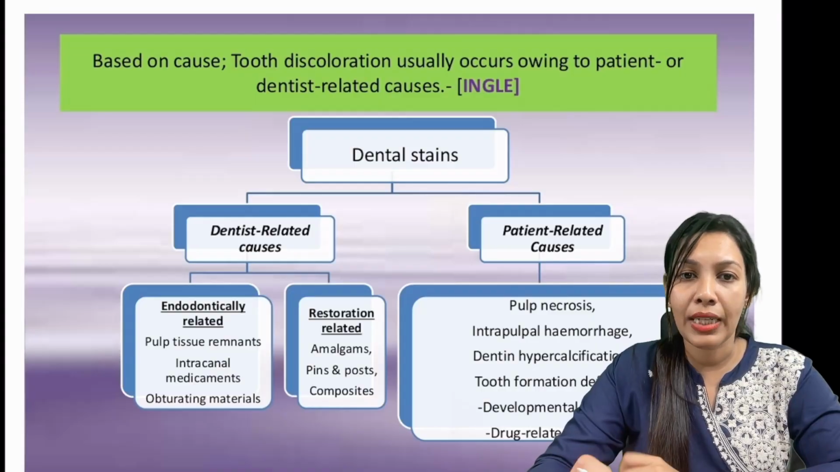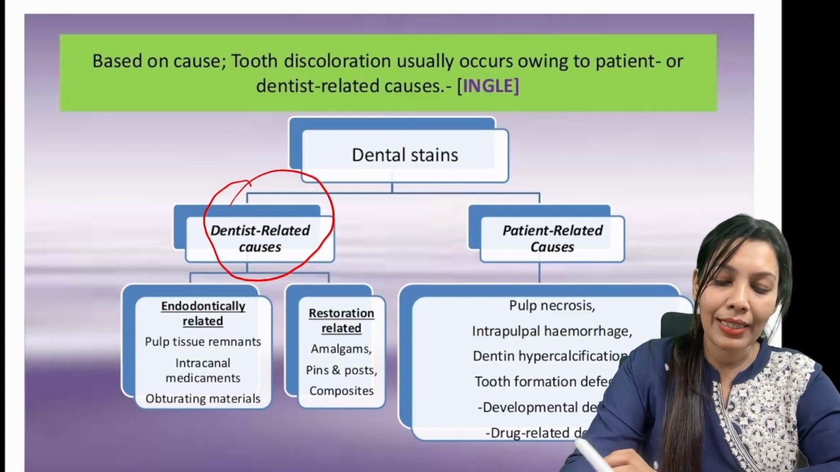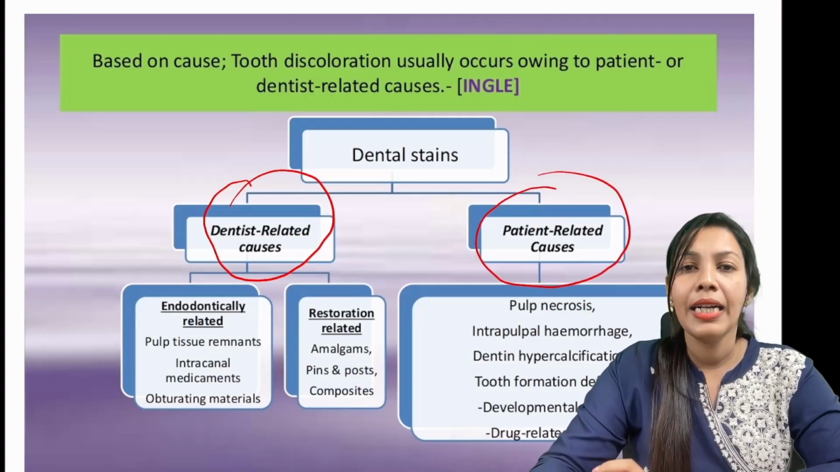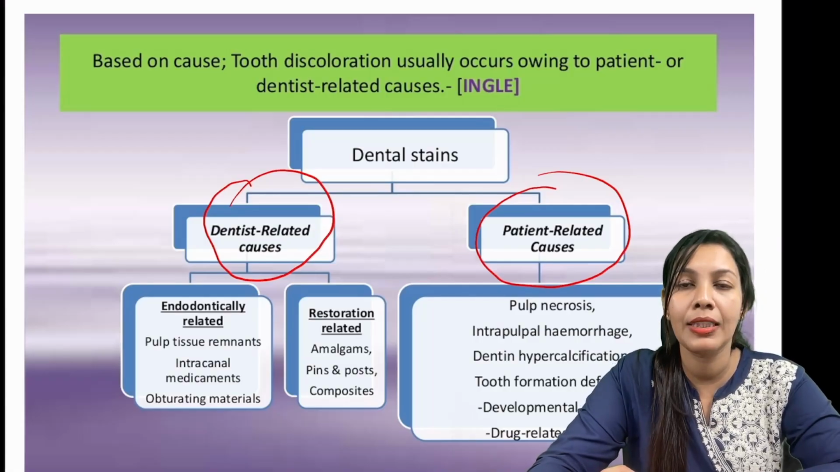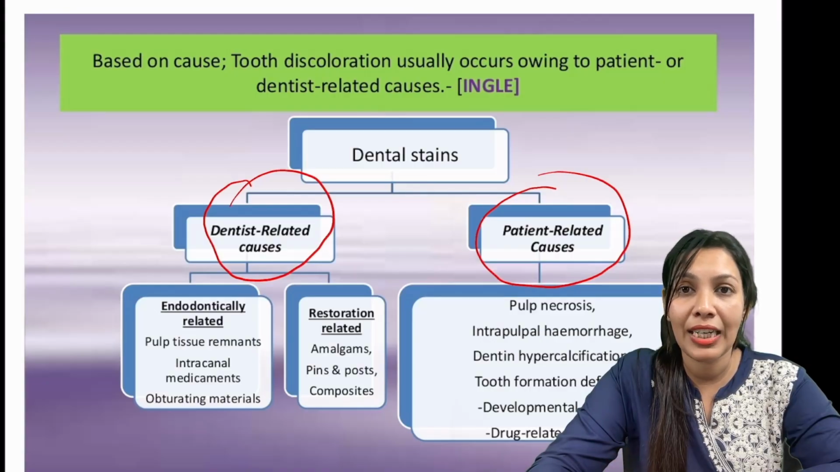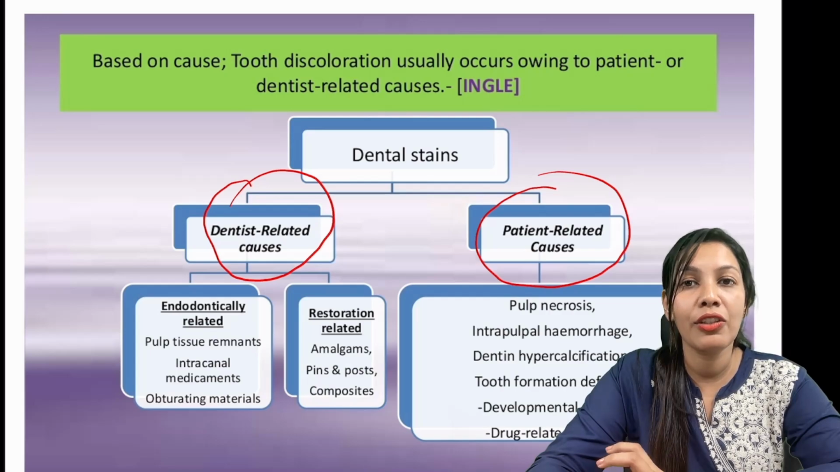And it is of two types: first, dentist related factors, and second, patient related factors. Dentist related factors are because of our treatment. If we don't do endodontic treatment properly, there might be certain pulp remnants which often induce discoloration of the tooth. Sometimes the intracanal medicament which we place might also cause discoloration, and the obturating material might also discolor the tooth.